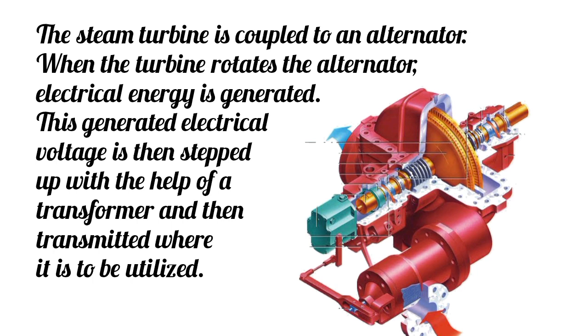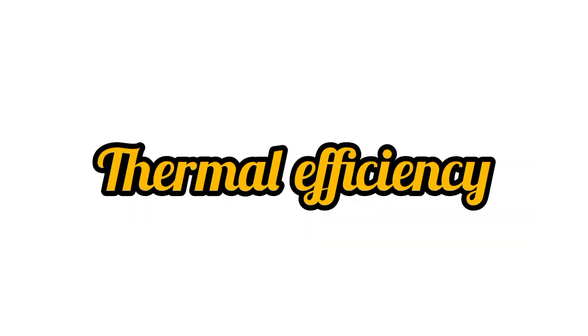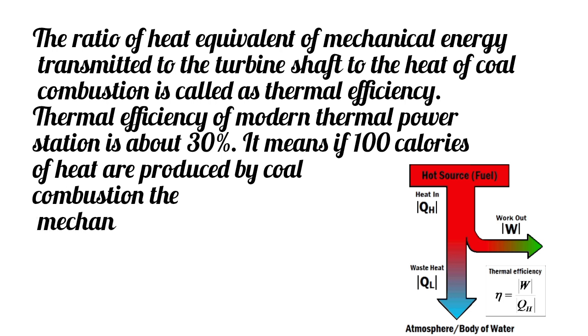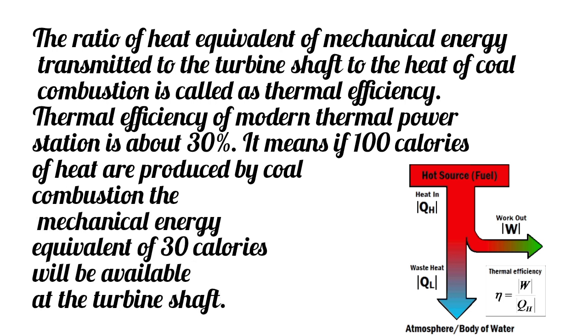Thermal efficiency. The ratio of the heat equivalent of mechanical energy transmitted to the turbine shaft to the heat of coal combustion is called thermal efficiency. Thermal efficiency of a modern thermal power station is about 30%. It means if 100 calories of heat are produced by coal combustion, the mechanical energy equivalent of 30 calories will be available at the turbine shaft.